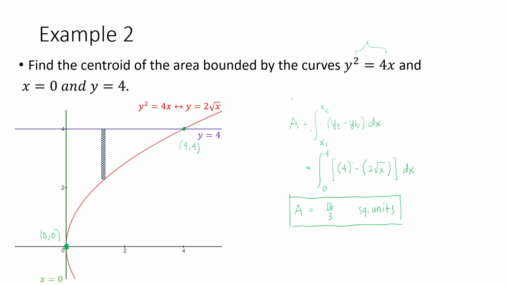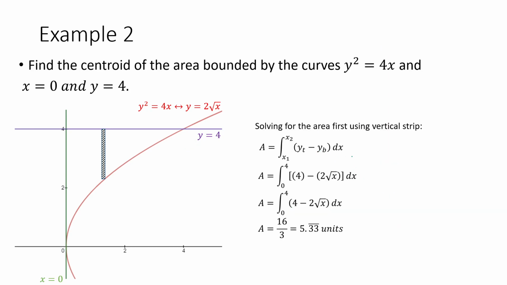But I don't know about your style, it will depend on your style. Of course, rounding off the area is not a wrong answer also. So you can also use 5.33. Okay, so that would be the area. So 16 over 3 or 5.33.